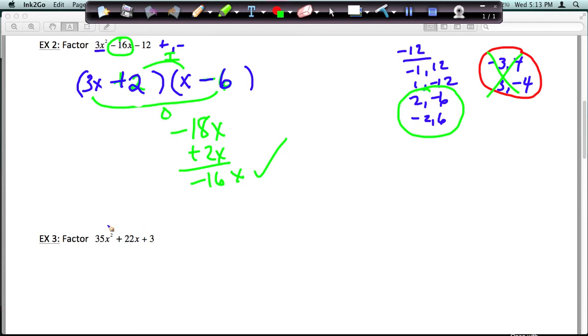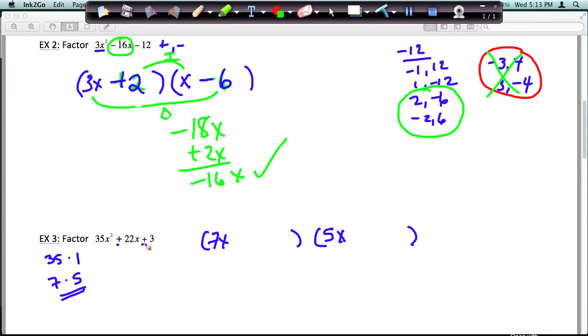Okay, let's do the same thing with example 3, 35x squared plus 22x plus 3. There's no GCF. Multiplies to be positive and adds to be positive means both my signs are positive. Okay, so for our first terms, this is the first time we've had one that's not prime. We have a 35x squared. So my options are 35 times 1 or 7 times 5. And again, because this middle term is not huge, I think it's going to be closer to the 7 and 5. So I'm going to start with that. If it doesn't work, then I'll try the 35 and 1. So I'm going to do 7x and 5x for my first terms.